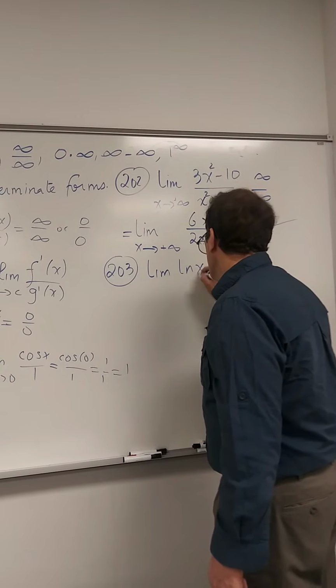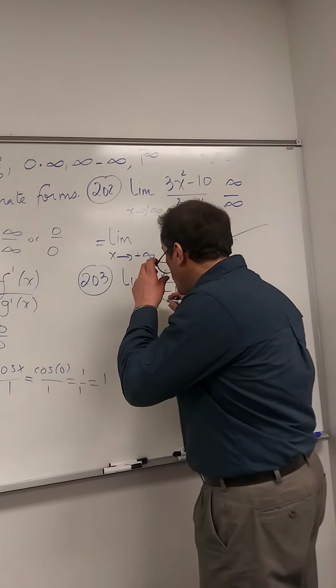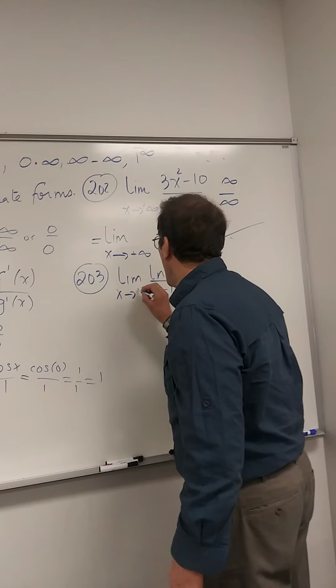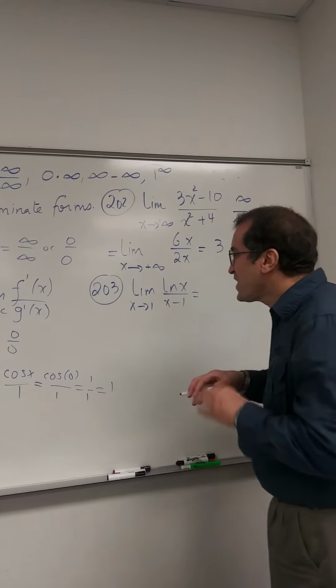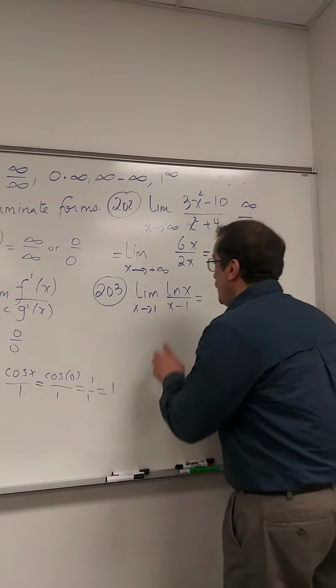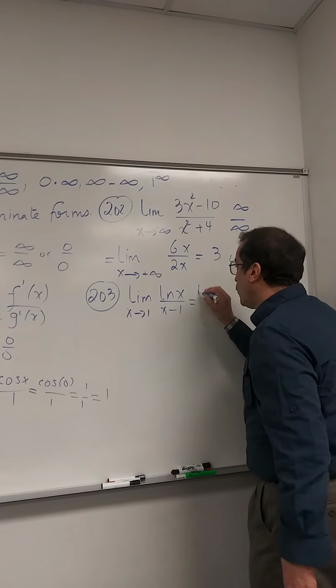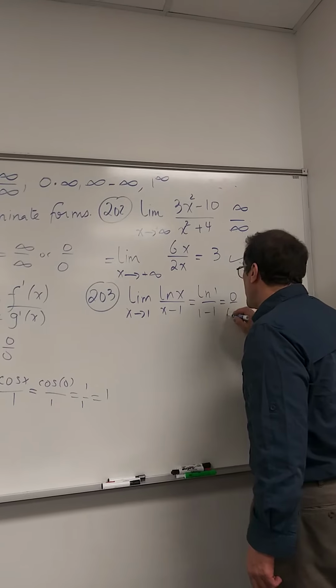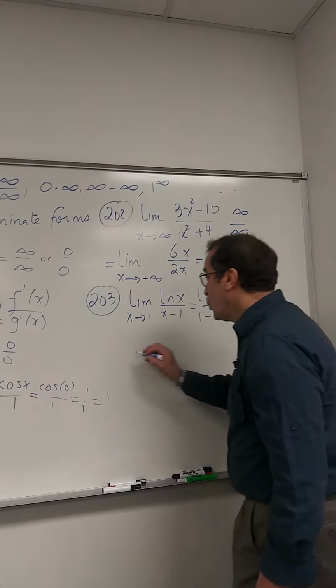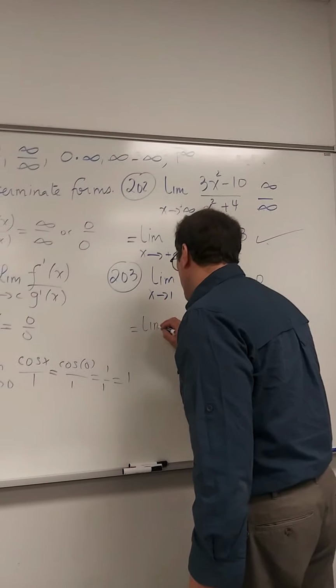Limit of ln x over x minus 1 as x tends to 1. First substitute 1 and see if it works. If it works, it's great. When you substitute 1, ln of 1 over 1 minus 1: ln 1 is 0, 1 minus 1 is 0, indeterminate form. So now we need to take the derivatives.